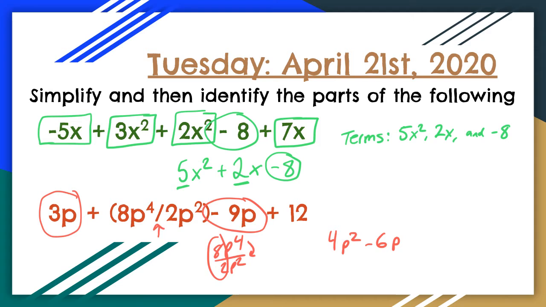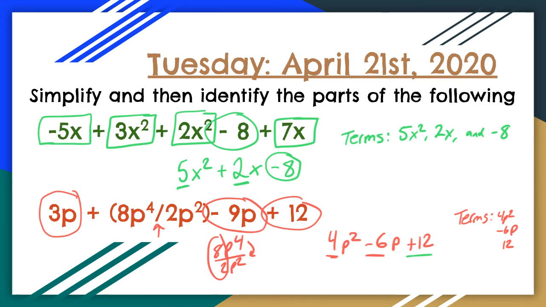And likewise, like the last example, this constant is alone. So plus 12, there's nothing to combine with. So I can again identify the parts. The terms of this would be 4p squared, negative 6p, and a positive 12. Again, I could also identify the coefficient is 4, and another coefficient is negative 6. The constant is positive 12. So those are just some parts of polynomials.